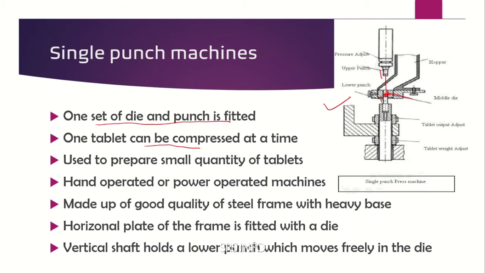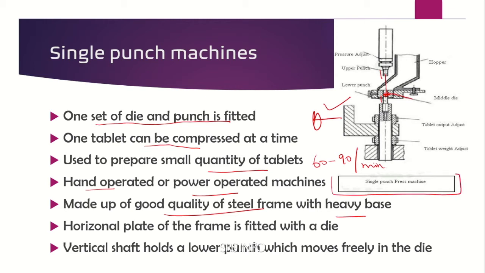These machines are mainly used to prepare small quantities of tablets. About 60 to 90 tablets per minute can be prepared using this single punch machine. There is a wheel attached here, so it can be operated by hand or by power. Both facilities are attached with this machine. This machine is prepared using a good quality steel frame with a heavy base.